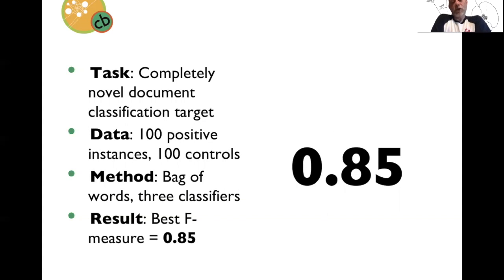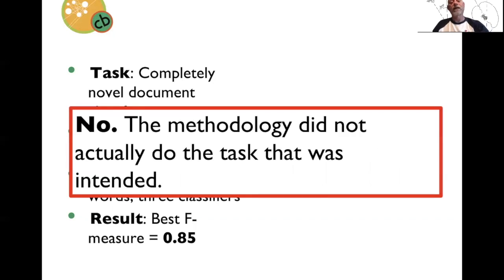Does that support the conclusion that I have state-of-the-art performance on this task? Well, I'm the first one to ever do the task, right? Necessarily, any performance that I get is going to be the state-of-the-art, right? And my state-of-the-art was pretty good for a first attempt. 0.85, that's pretty publishable. Actually, though, the methodology here didn't actually do the task that was intended.